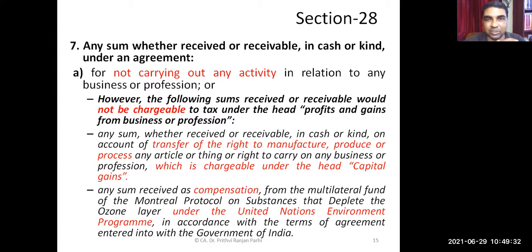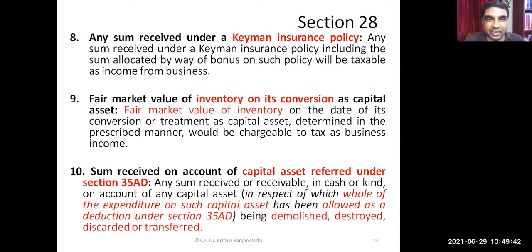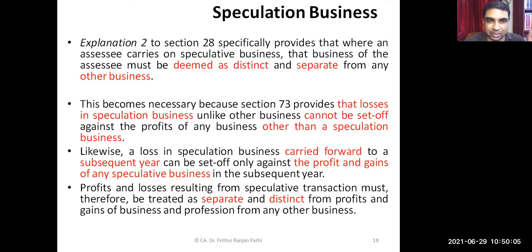Some receipts or receivables in cash or kind under certain specific agreements, which we have discussed, what the various kinds of agreements covered here in section 28 are. Then receipt from a key man insurance policy, fair market value of inventory when it is converted into a capital asset. Then some receipts on demolition, sale of assets which are covered under section 35AD. So all these incomes are covered under section 28. They are taxable under the head profit and gains of business or profession.